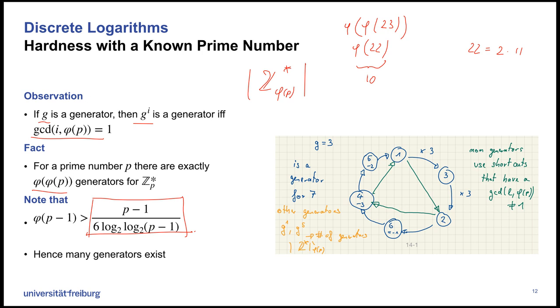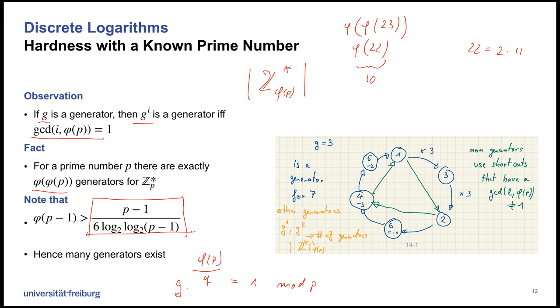And you also get a very good test this way, because you can test whether your number is a generator by checking whether you get a small cycle. So you could check, for all prime factors q of phi of p, whether g to the power phi of p divided by q is equal to 1 modulo p.